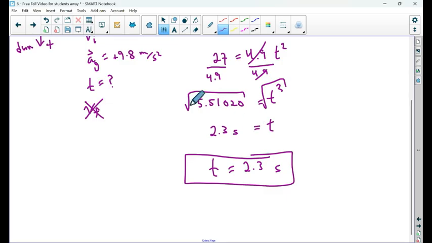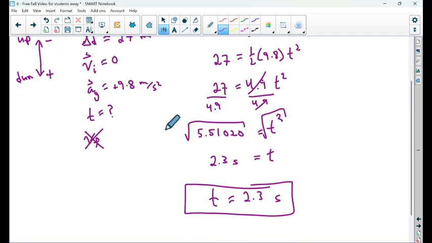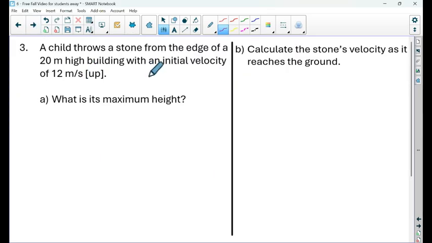Okay, that one we were choosing our directions the opposite way, and we were having to take the square root. Let's try number 3 here. A child throws a stone from the edge of a 20-meter high building with an initial velocity of 12 meters per second up. So they're throwing it straight up. What's its maximum height? And calculate its velocity as it reaches the ground, which would not be 0, right? It would be the velocity just the instant before it strikes the ground. Let's pick our directions. I'm going to call up positive and down negative.